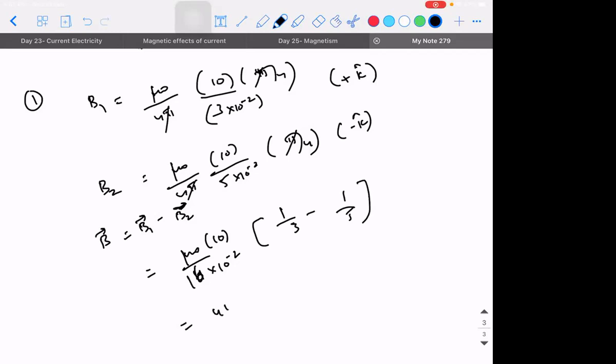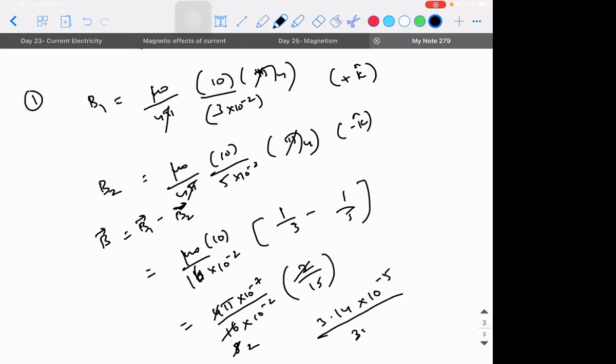So mu naught is 4 pi into 10 power minus 7. Power, pi square. Pi square, sir, pi will come. 5 minus 3, it is 2 by 15. This goes 8 times, this goes 2 times. So 3.14 into 10 power minus 5. What? Okay sir. It's approximately 1 into 10 power minus 5. Yes. Okay.